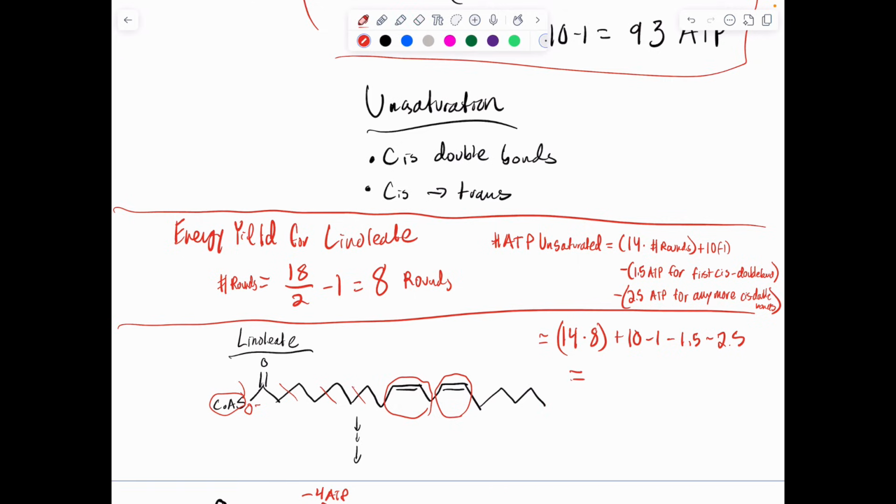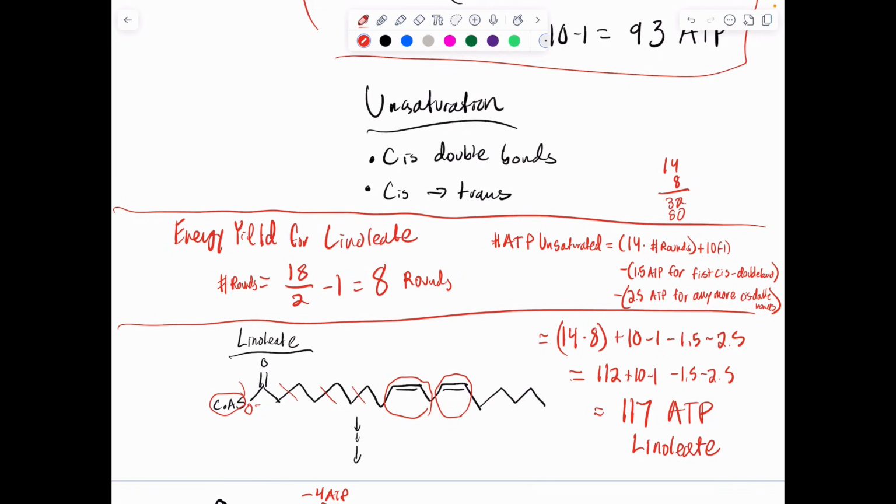So in total, the total yield for the linoleate in terms of ATP, 14 times 8 is 112, plus 10 minus 1 minus 1.5 minus 2.5. So in total, the ATP yield would be 117 ATP for linoleate.